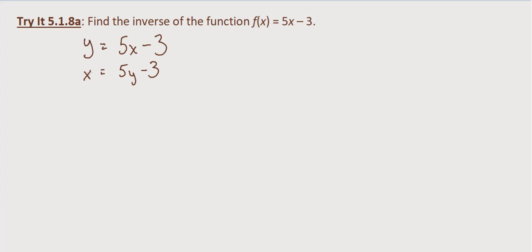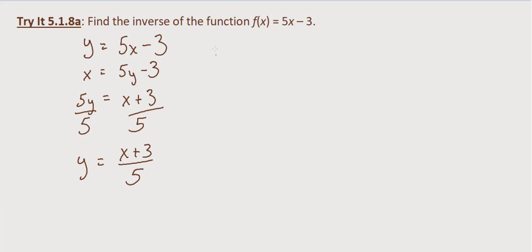So if we add 3 to both sides, and I'm going to go ahead and switch sides, we're left with 5y on one side and x plus 3 on the other side. So then we would divide both sides by 5. And we're left with y equals x plus 3 over 5.